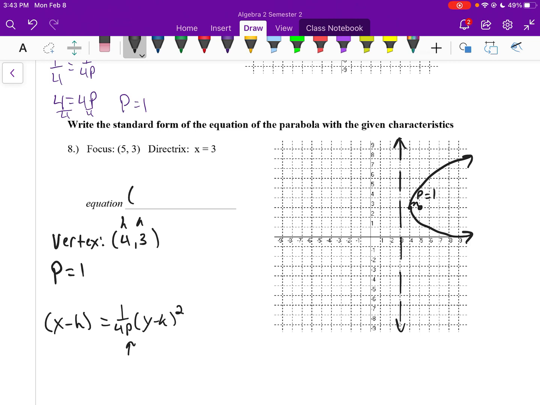So when writing our equation, x minus h, so x minus 4 is equal to 1 over 4 times 1, which would be 4, times that y minus 3, and do not forget your square. Okay, if you forget the square, it is not a parabola anymore. It is a line at that point, so make sure to square one of the variables, and in this case, the y.